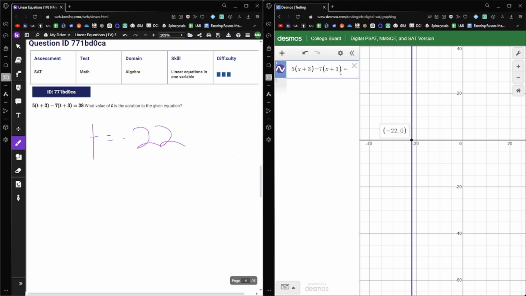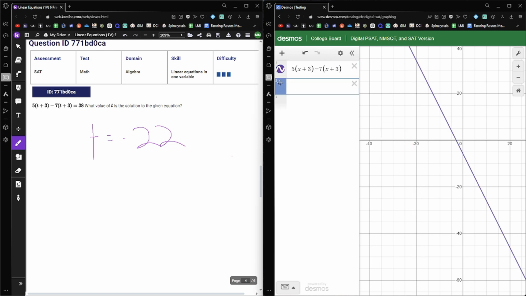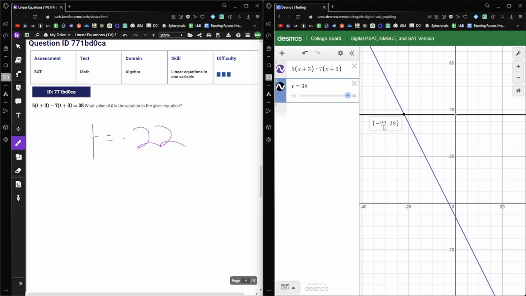Just like that. Or of course, you could put this equals 38 on a second row. But if you put 38 by itself, it's not going to work. So you do have to put y equals in front of it. And then we see the x value is once again negative 22.